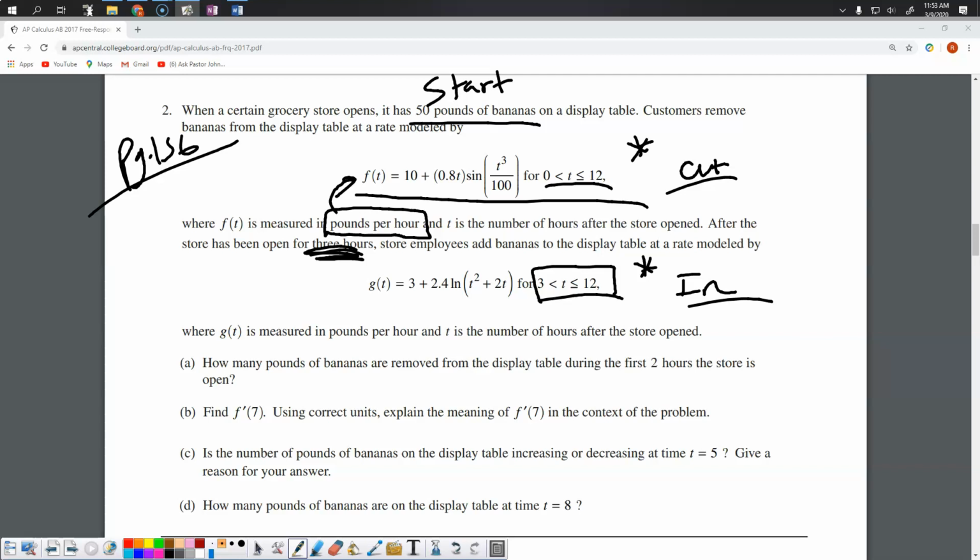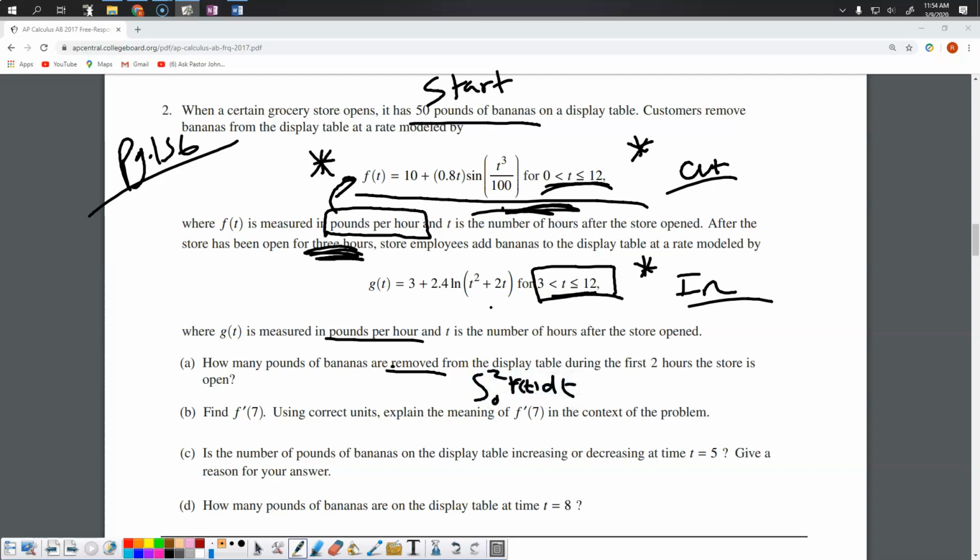So in other words, we could put these two functions together for 3 to 12 because they both go from 3 to 12. But for 0 to 3, we can only use this one because that's the only one that exists at that point. And once again, I overlooked this, but the units for the rate in is also pounds per hour. So question 1, how many pounds of bananas are removed from the display for the first 2 hours? Now, if we're only looking at the first 2 hours, then we only are concerned with this function. And besides, they're asking about being removed anyway. So that would be from 0 to 2 for f of t, right?